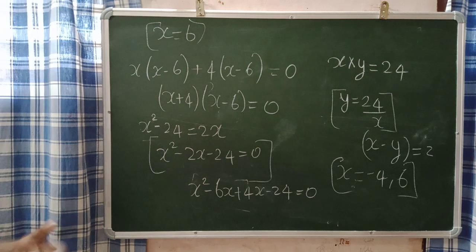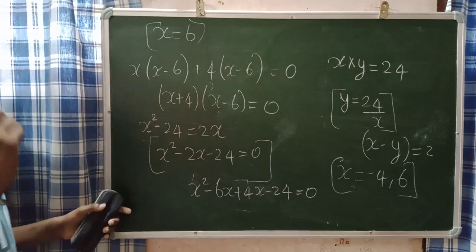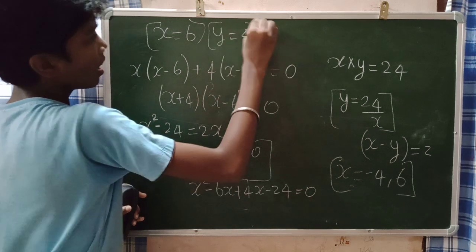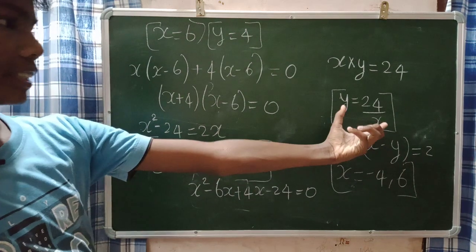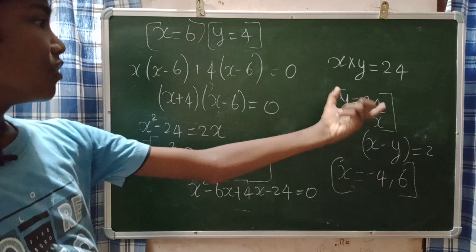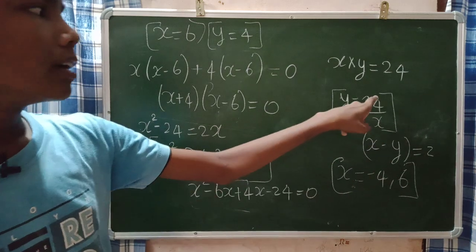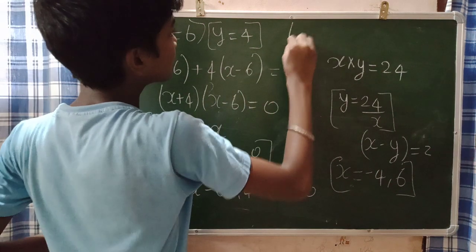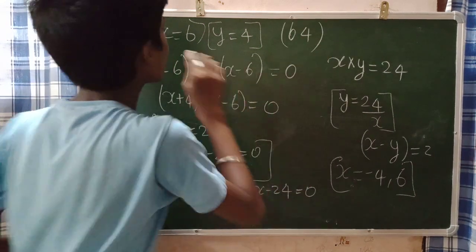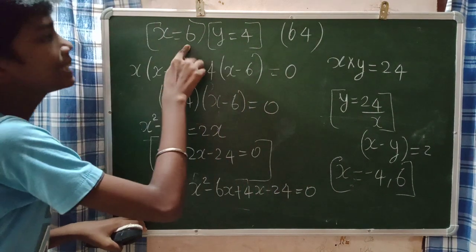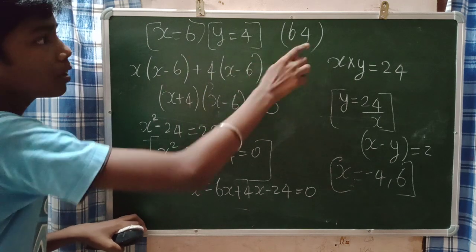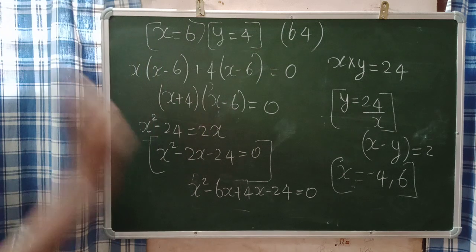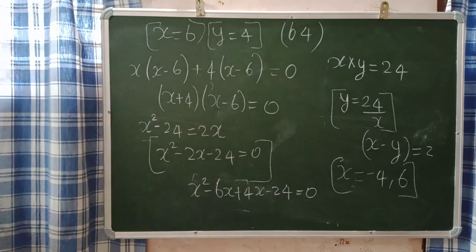When your x is 6, what will be the value of y here? Your value of y will be nothing but 4. How? Just by using this equation, your y is equal to 24 by x. If your x is equal to 6, your y will be 24 by 6. So your y is equal to 4. So that number is nothing but 64, because that number is nothing but xy. xy is 64. That is all. So 64 is the answer for that question.